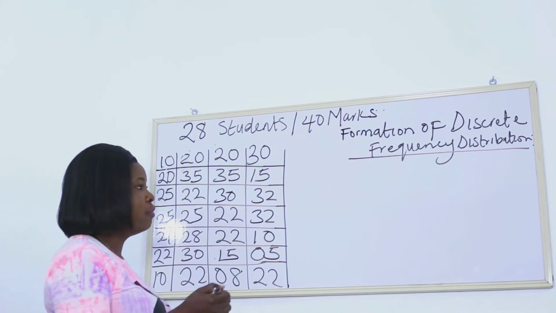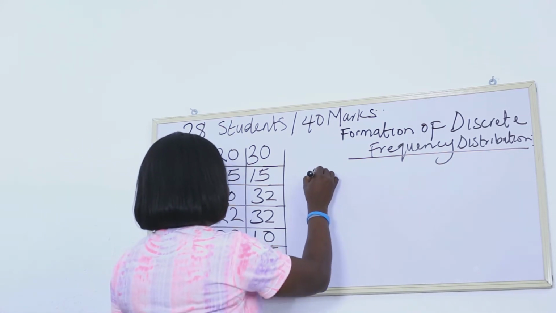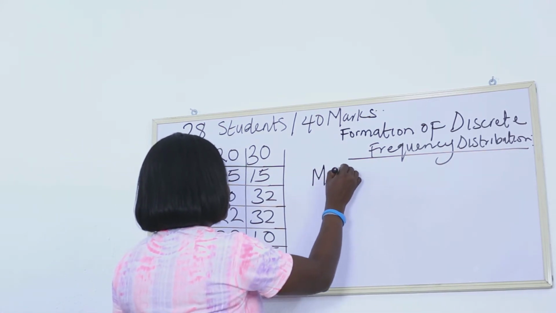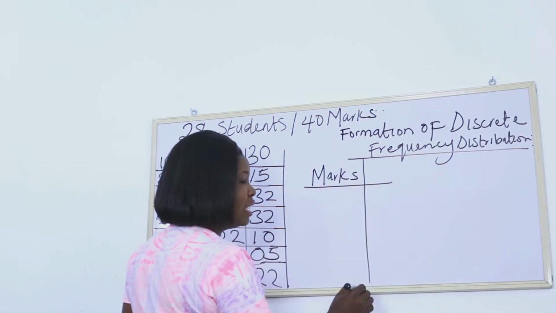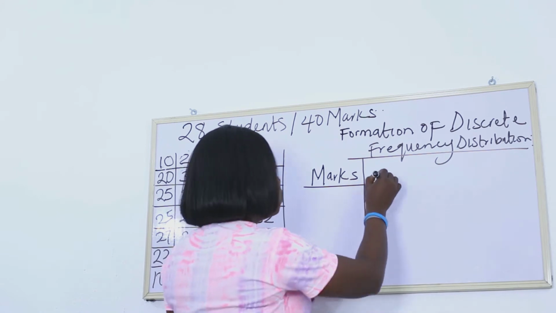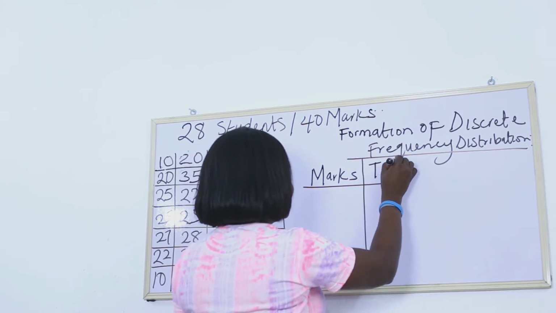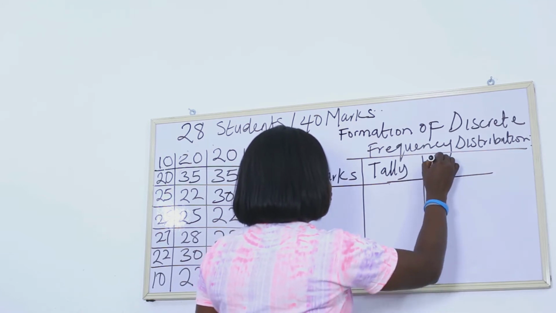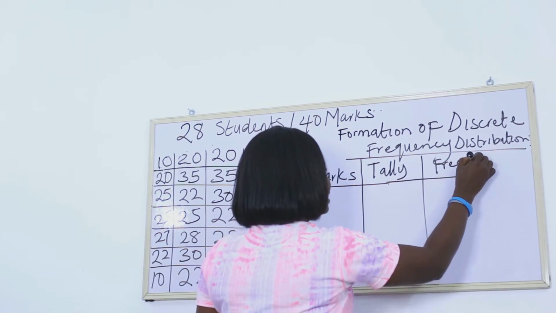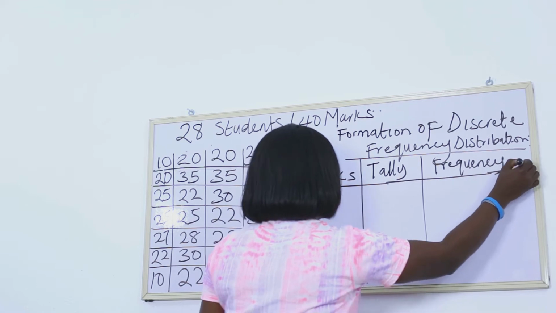And what do we do? The first thing is to write out the marks. After writing out the marks that we have, there's something we call tally. Then we put the tally, it means the signs. Then the last thing we write here is the frequency, how many times of occurrence.